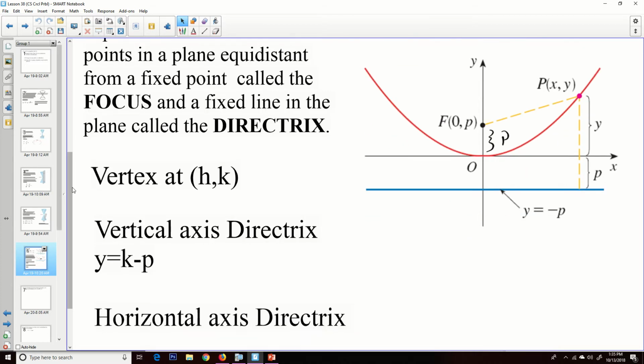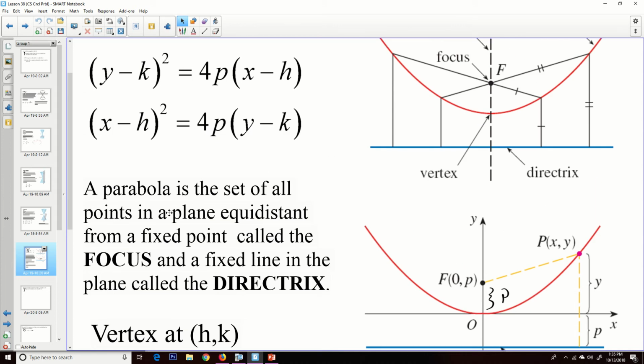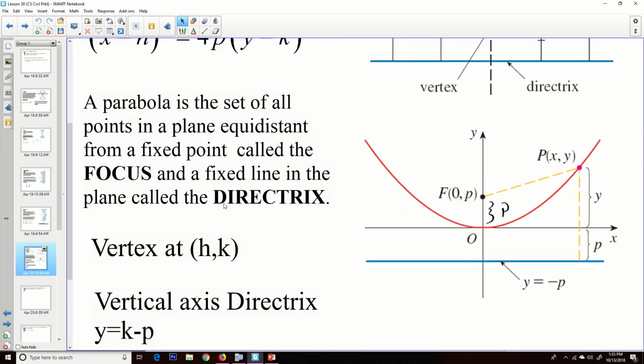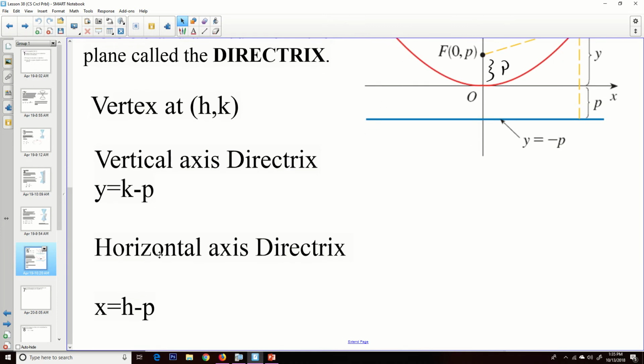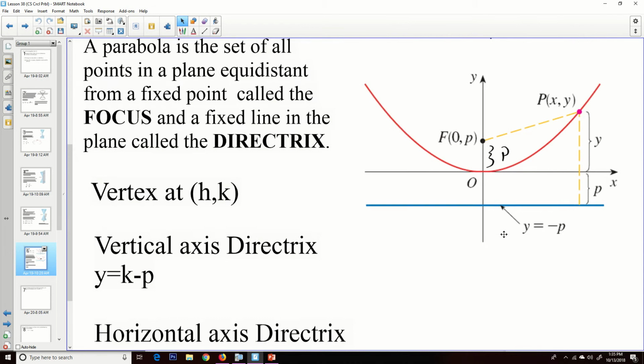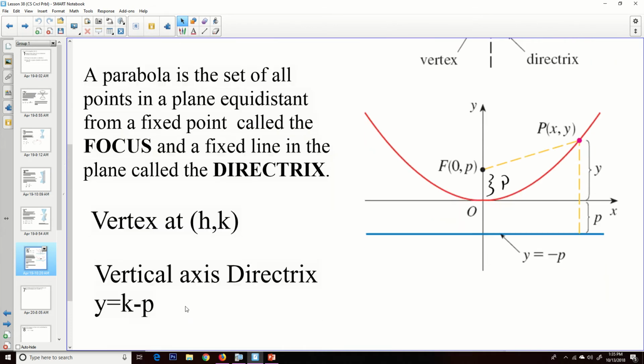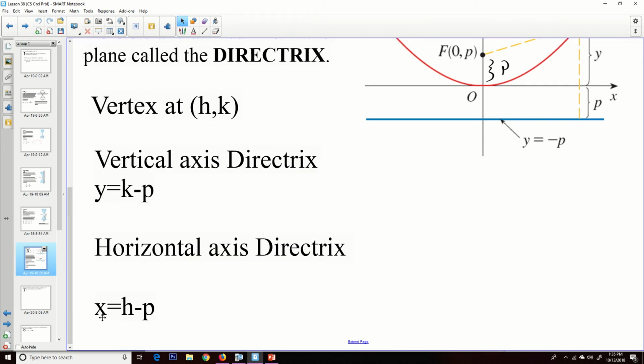So if I have this equation, the vertex is going to be at h and k. The vertical axis directrix will be y equals k minus p, because y would be equal to something, since we have a horizontal line there. And if you did a horizontal axis, so if it opens left, right instead of up, down, your directrix would be a vertical line, so it would be x equals h minus p.